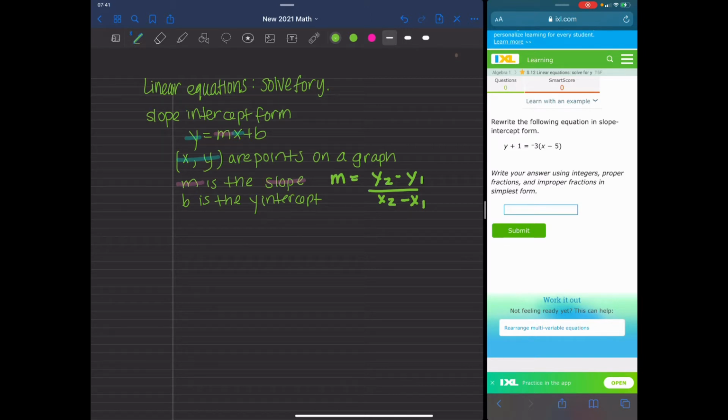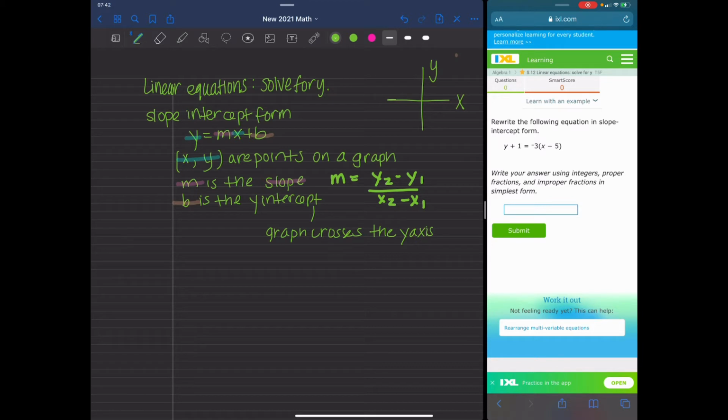Next, we know that b is a y-intercept. So with b being the y-intercept, this is going to be where the graph crosses the y-axis. Remember that when you are looking at a graph, x is horizontal and y is vertical.